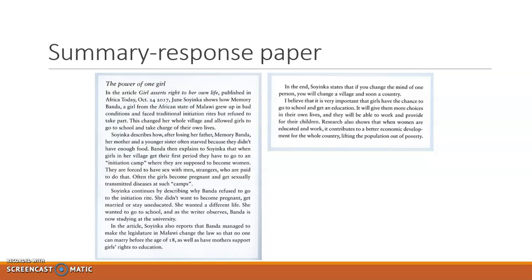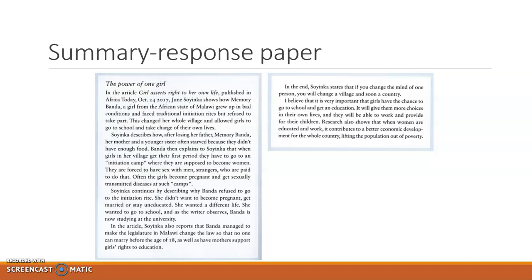The writer describes how, after losing her father, Memory Banda, her mother, and a younger sister often starved because they didn't have enough food. Banda then explains to the writer that when girls in her village get their first period, they have to go to an initiation camp where they are supposed to become women. They are forced to have sex with men, strangers, who are paid to do that. Often the girls become pregnant and get sexually transmitted diseases such as AIDS.